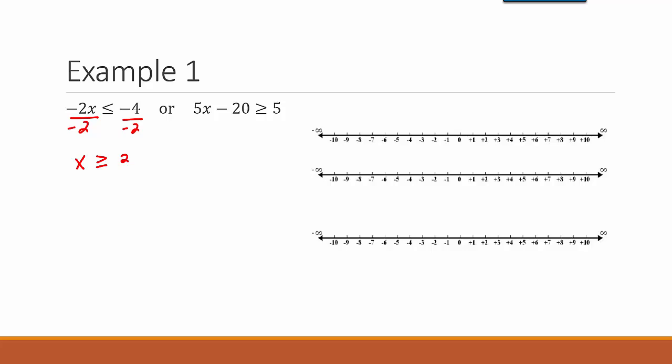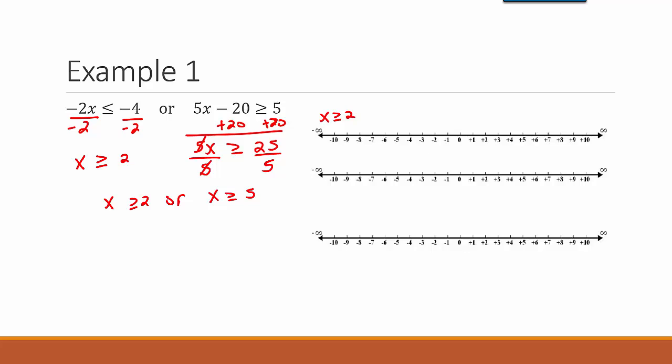My next inequality, let's add 20 to each side. And then divide by 5. So x is greater than or equal to 5. Now, in that one, I did not reverse my inequality symbol because I divided by a positive number. So I have x is greater than or equal to 2, or x is greater than or equal to 5.